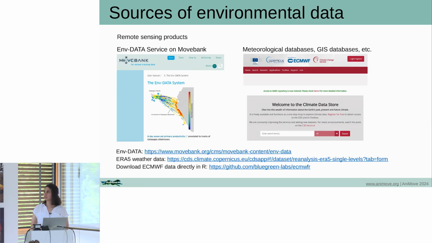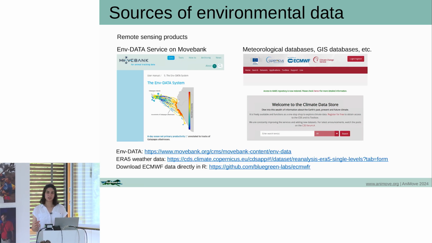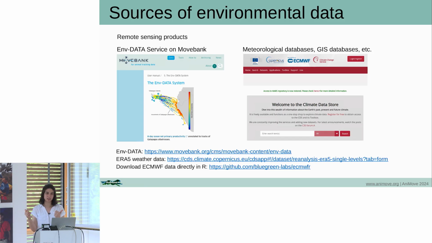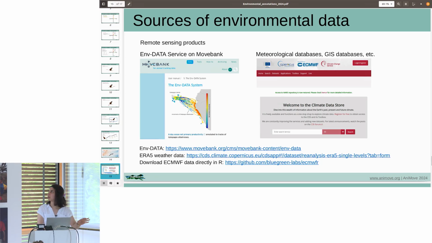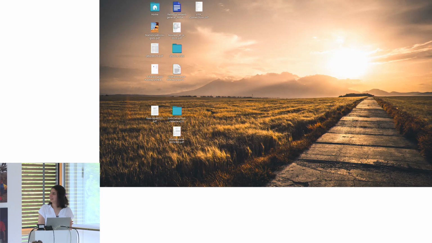All right, so sources of environmental data. We already heard a lot about remote sensing products and how to obtain them and how to work with them. But one thing that we use a lot, or used to use a lot at the Institute, is the ENV data service on MoveBank. So this is a really cool service provided by MoveBank where you can annotate your data, or you can just request annotation of your data. And it's really awesome because, or it could be. I'll tell you why it might not be anymore. I'll just show you very briefly.